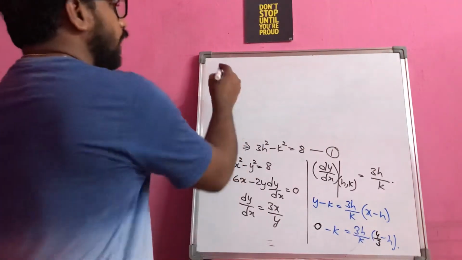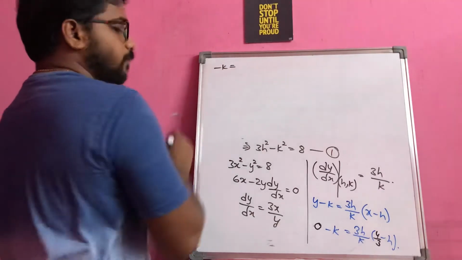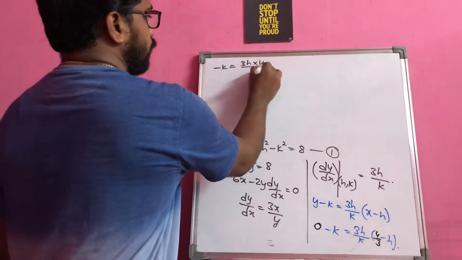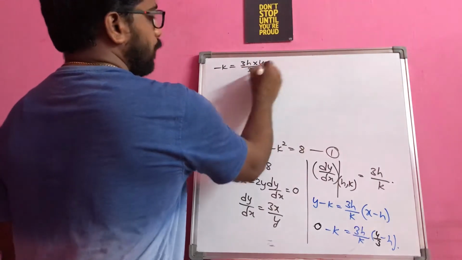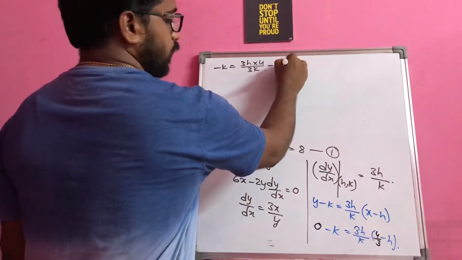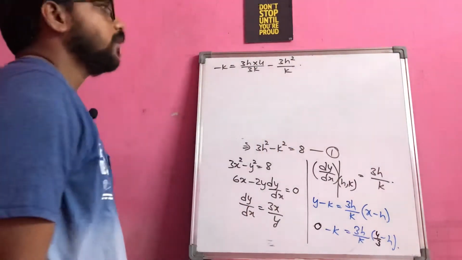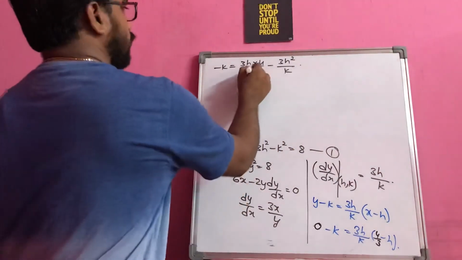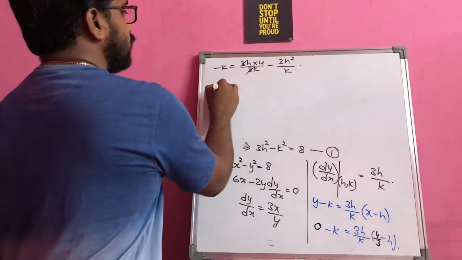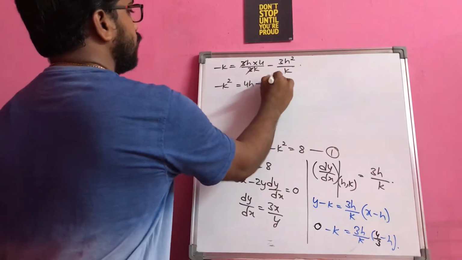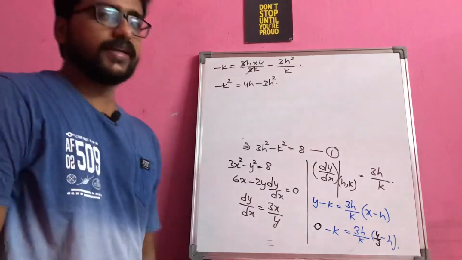So this is what we are getting. If you further simplify this, minus k is equal to 3h into 4 by 3k minus 3h square by k. This is what we are getting. Okay. So if we just simplify it further, by taking LCM you will get minus k square is equal to 4h minus 3h square. Clear?